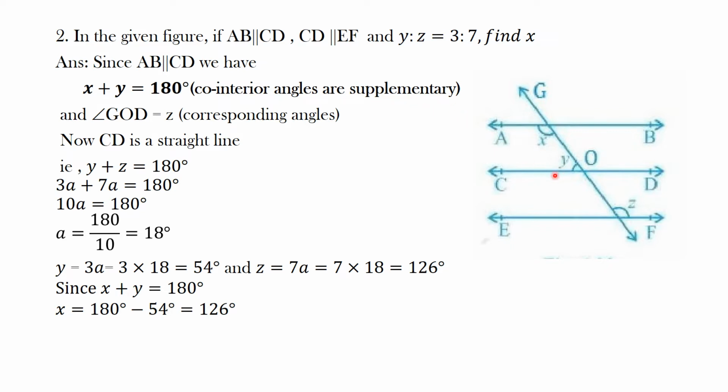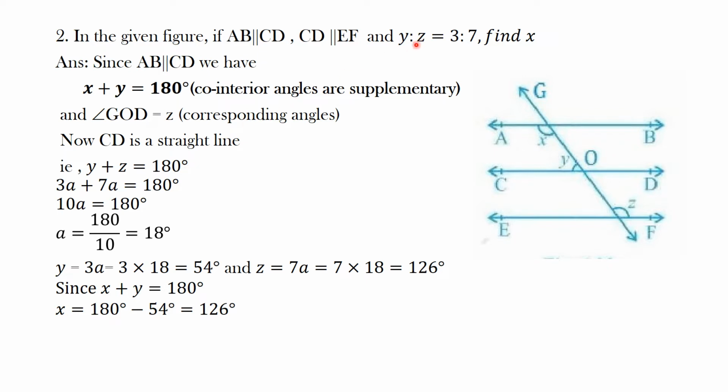Similarly, we can see CD is parallel to EF. Therefore, angle GOD and angle z are called corresponding angles. We know if the lines are parallel, corresponding angles are equal. Therefore, angle GOD is equal to z. We can see CD is a straight line. Using the condition linear pair, we can write y plus z equal to 180 degrees.